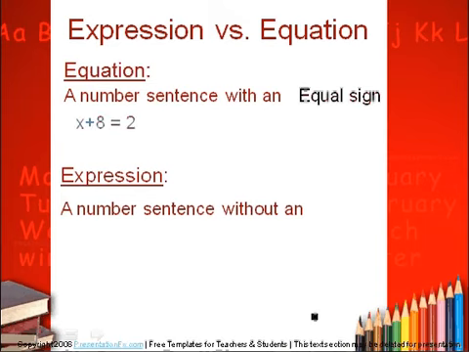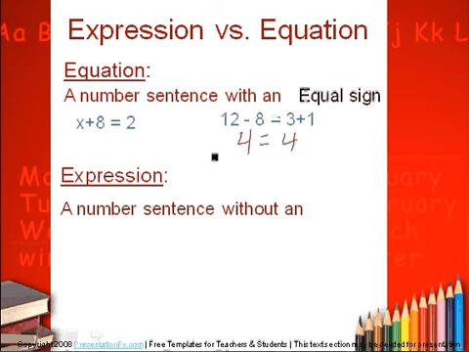An example would be x plus 8 equals 2. Another example would look something like this, perhaps. 12 minus 8, which is 4, is equal to the other side of 3 plus 1, which is 4. Both sides go ahead and simplify to 4. 4 equals 4. So that works.